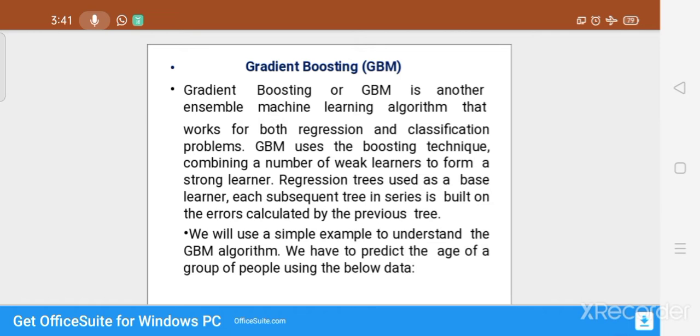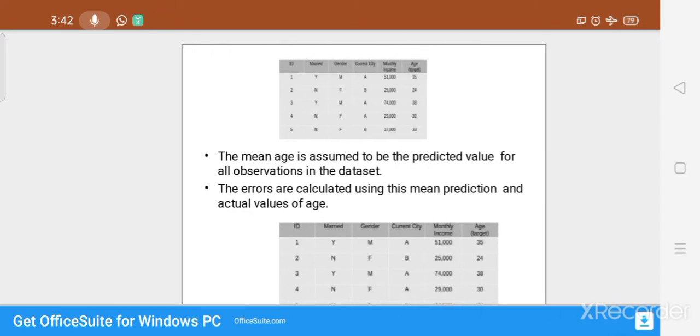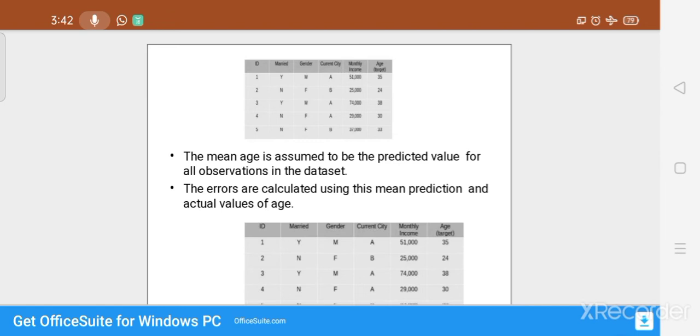So regression tree is used as a base learner. Each subsequent tree in the series is built on the errors calculated by the previous trees. The same strategy is used here as the boosting technique. Okay, so what is the difference by using this algorithm that we will see? For that we are considering one example to understand the GBM algorithm. So we have to predict the age of the group of people using the below data.